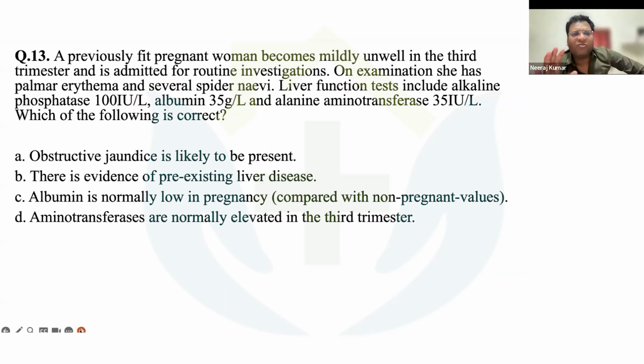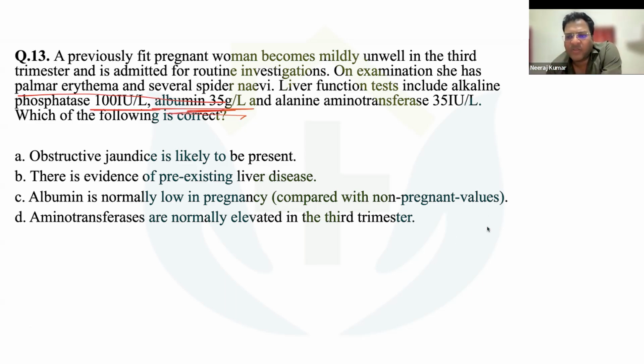Next question: a previously fit pregnant woman became mildly unwell in the 3rd trimester and was admitted for routine investigation. On examination, she has palmar erythema, and several spider nevi have been noted. Liver function: alkaline phosphatase is 100, albumin is 3.5 grams per dL, and alanine transaminase is 35. Which of the following is correct? So quickly mark this statement. I think again this is a very simple question.